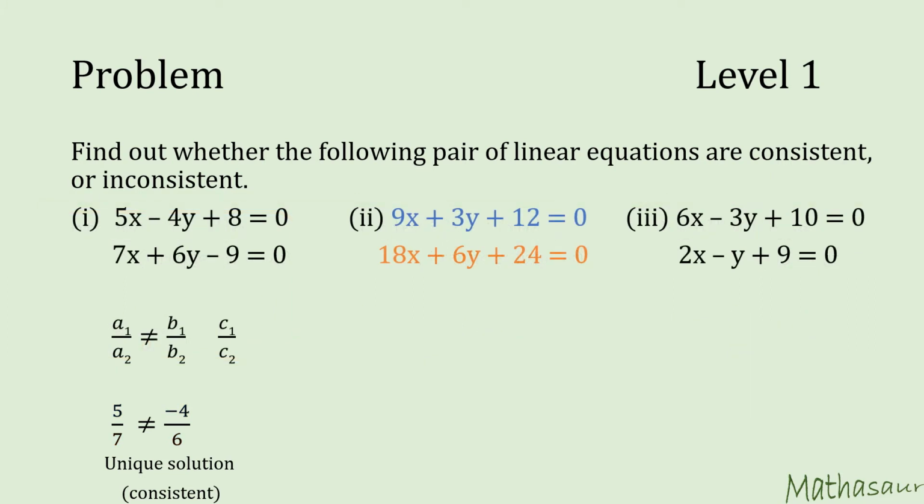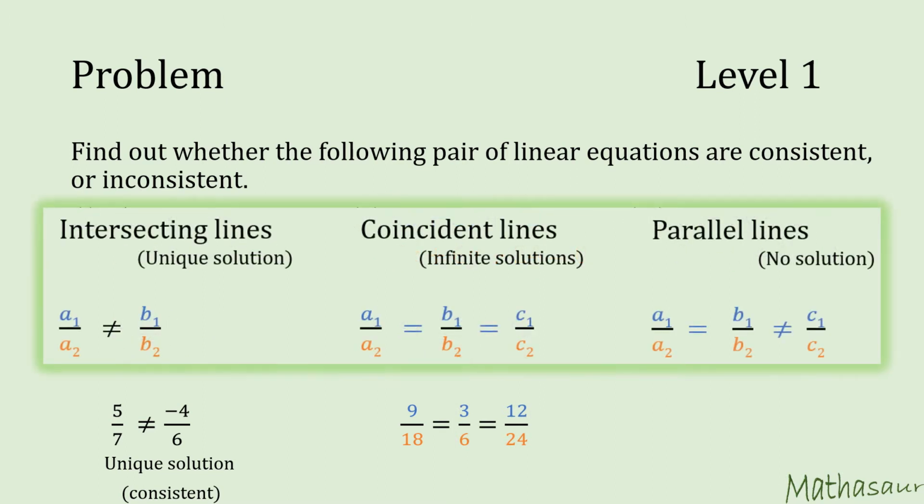Let us look at the second case. We see that each of the ratios reduces to 1:2. Hence, a1 by a2 equals b1 by b2 equals c1 by c2. Let us recall our three types of solutions. Yes, this pair of linear equations has an infinite number of solutions.